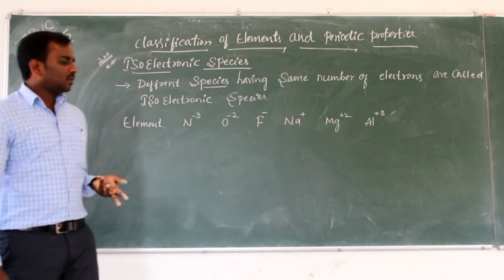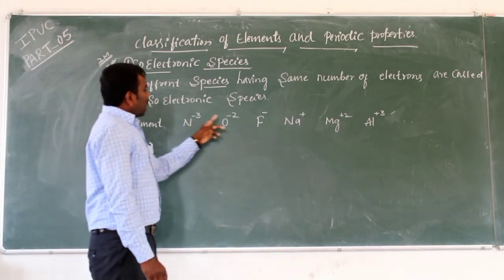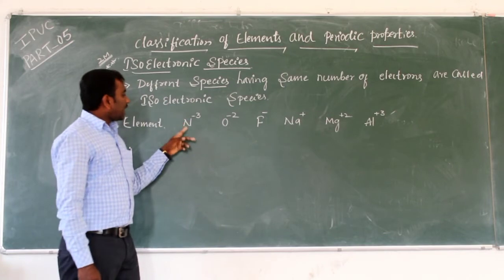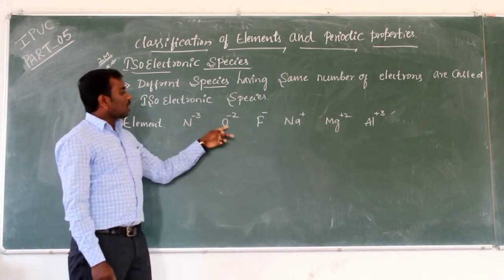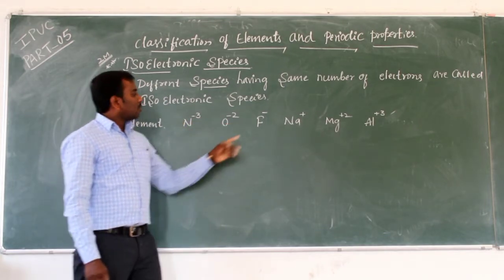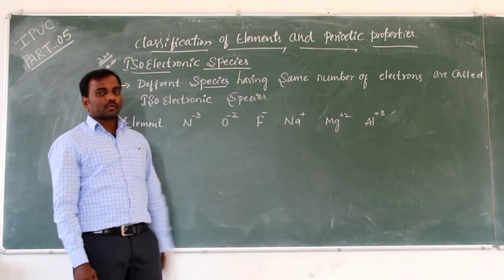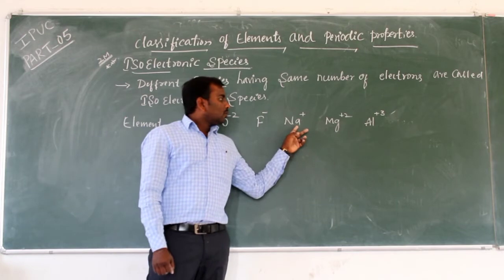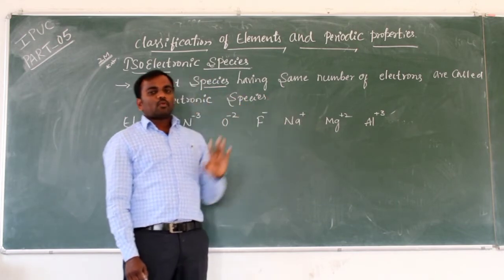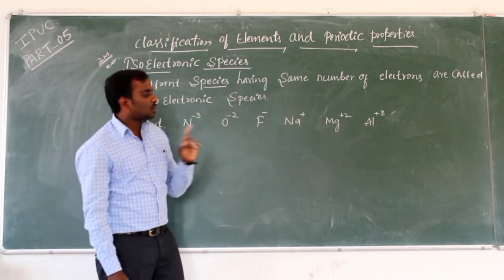That is right. See, this nitrogen gained 3 rupees, oxygen gained 2 rupees, and what did fluorine do? It gained 1 rupee. Rupees means here electrons, right? This sodium donates 1 rupee. 1 rupee means 1 electron.